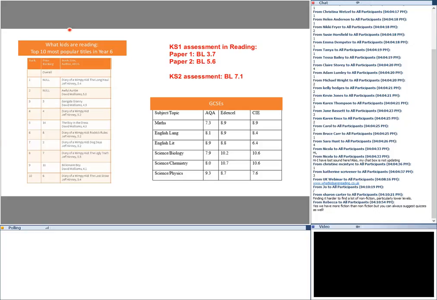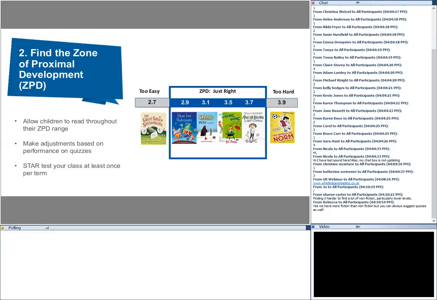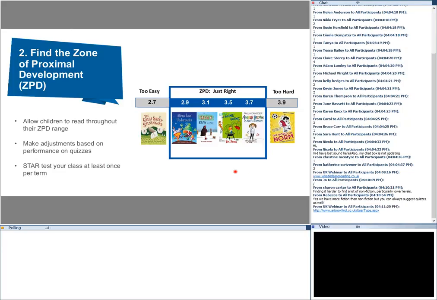Now, if you want to work out if a child is going to be able to access that book, you can also check, of course, their ZPD range. So that ZPD stands for the Zone of Proximal Development, one of Lev Vygotsky's theories, if you remember him from training. And it's generated from each STAR test the child takes. So it's that personalised range of book levels that suit that child.